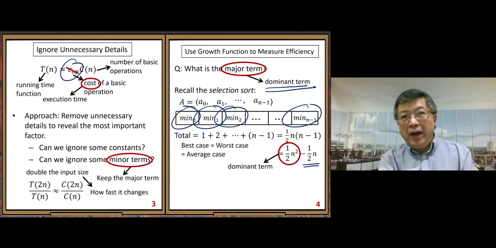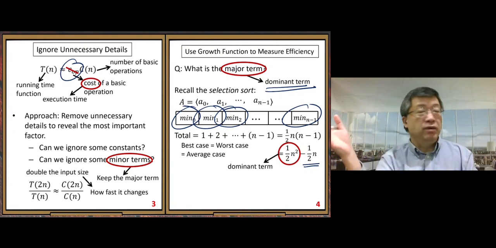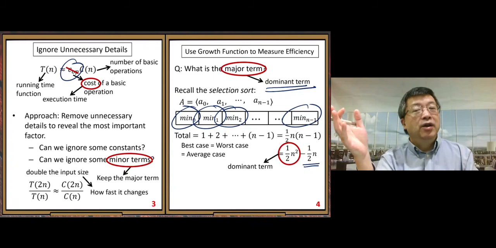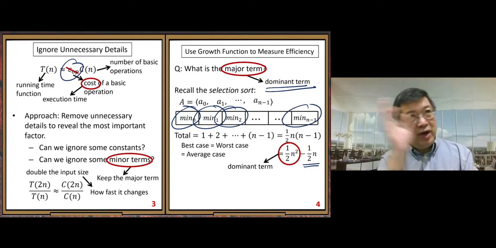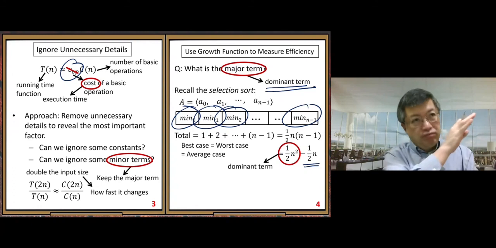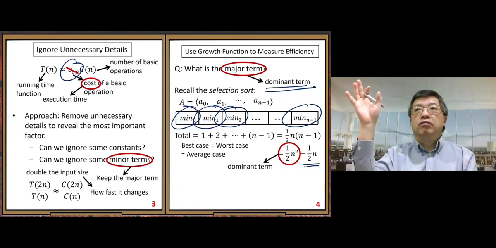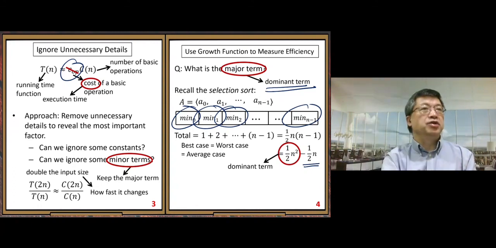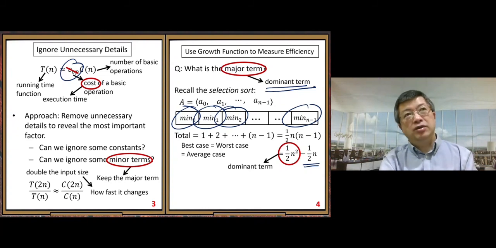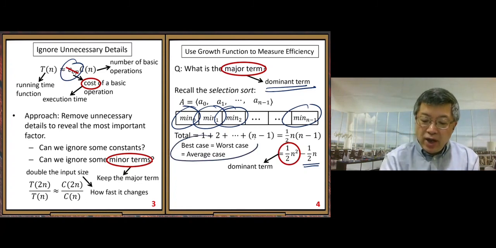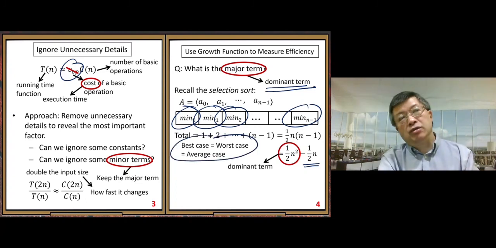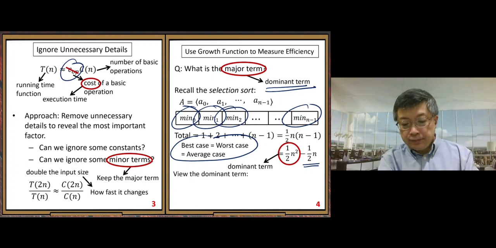Here, if we go back to the best case, worst case, and average case, they are all equal. No matter what the input is, you get the same number of operations. That's why these three cases match.